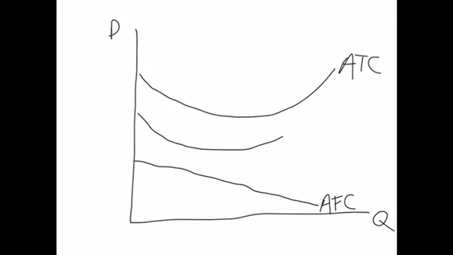This curve represents the average variable cost. The average variable cost curve is below the average total cost curve at a distance equal to the amount of the average fixed cost. This means that as the average fixed cost decreases, the average variable cost gets closer and closer to the average total cost curve without ever touching it.